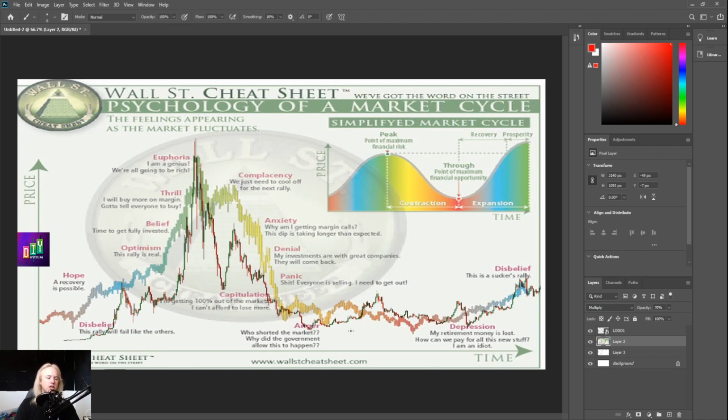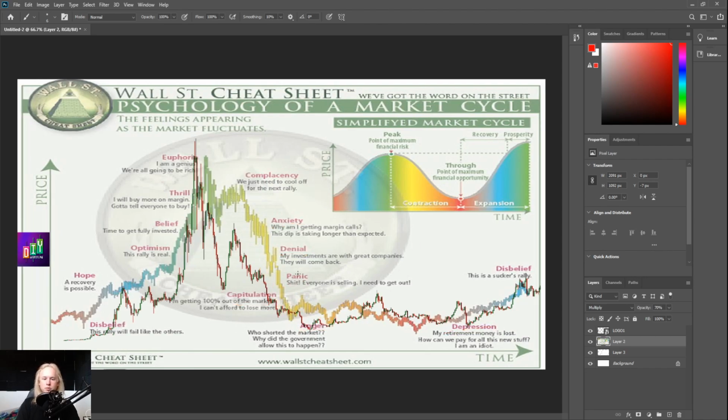Now, this is what takes us to the most important part of this chart, and that is where we're at today, because I personally believe that we are back over here in this disbelief phase, right? We've gone through anxiety, we've gone through denial, we've gone through panic, we've gone through capitulation and anger, and I believe that COVID was depression. We've gone through all of these because Ethereum itself has pretty much just been going down for quite some time. Down, down.